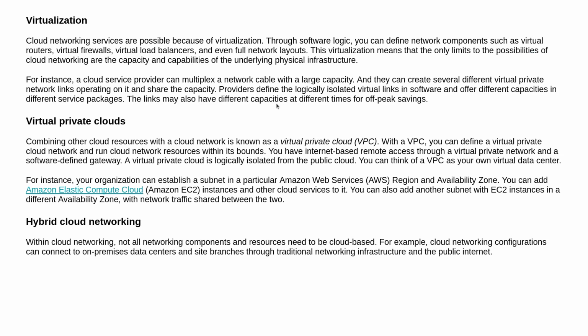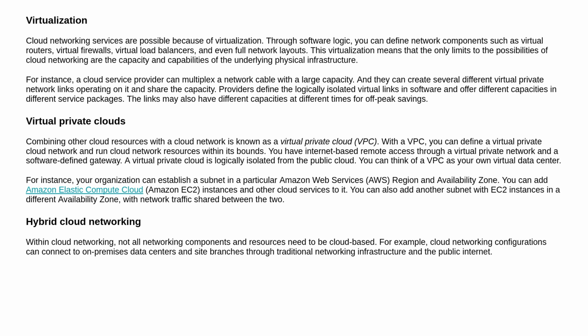VPC. What is a VPC? Combining cloud resources with the cloud network is known as a VPC. With a VPC we can define a virtual private network and run cloud network resources within bounds. You have internet-based remote access through a virtual private network and a software-defined gateway. A virtual private cloud is logically isolated from the public cloud. You can think of a VPC as your own virtual data center.